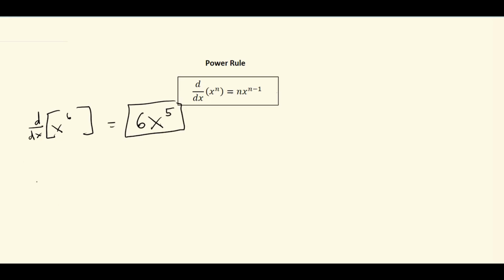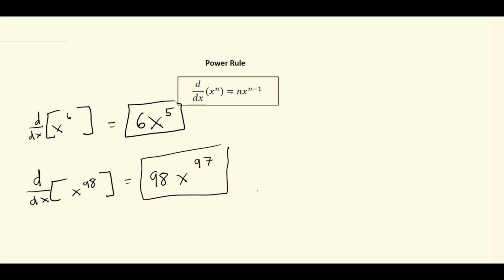So let's say we are asked to find the derivative of x to the 98th power. So once again, we're going to bring that 98 down. So we're going to get 98 times x to the 98 minus 1, which is 97th power. And this is the derivative.